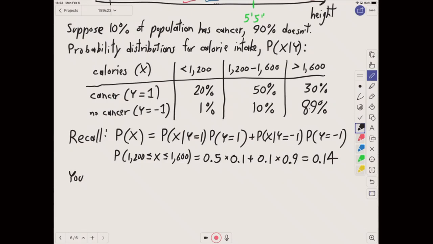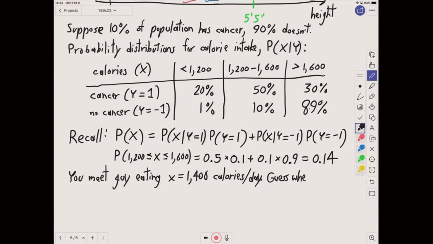So here's the question. Here's the classification problem. Suppose you meet a guy who is eating X equals 1,400 calories a day, and you want to guess whether he has cancer. Again, remember, this is a classification problem. I want to classify people with cancer. All right, how could we figure that out from this table?